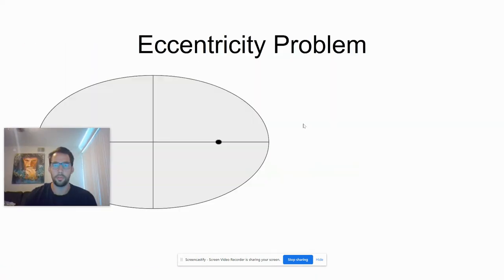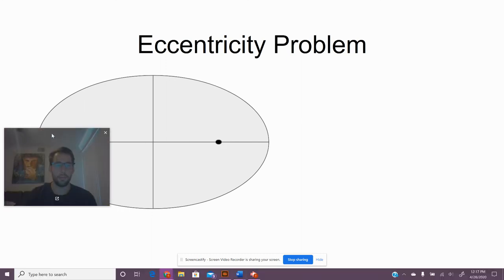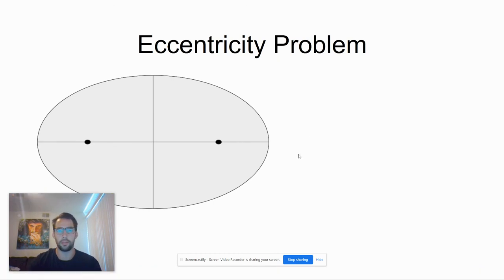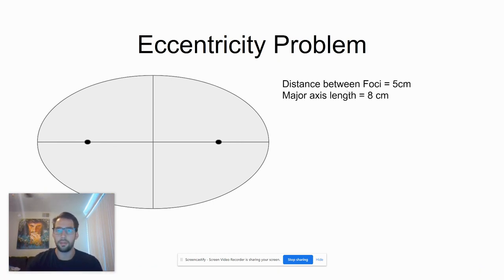So let's practice the problem really quick. I have this shape right here. We can have the two foci, and then we have our major axis. If the distance between the foci is 5 centimeters and the major axis all the way across is 8 centimeters, eccentricity is going to be 5 divided by 8. So I get an eccentricity of 0.625 for this shape.